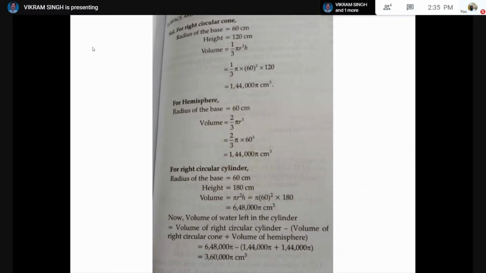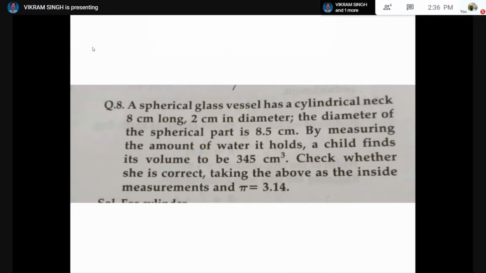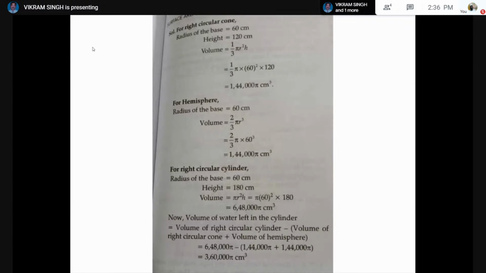So it becomes 644,000 pi minus 144,000 pi plus 144,000 pi. So after calculating, it becomes 360,000 pi centimeter cube. So actually this is all about the solution of this question. Just I am going to summarize.